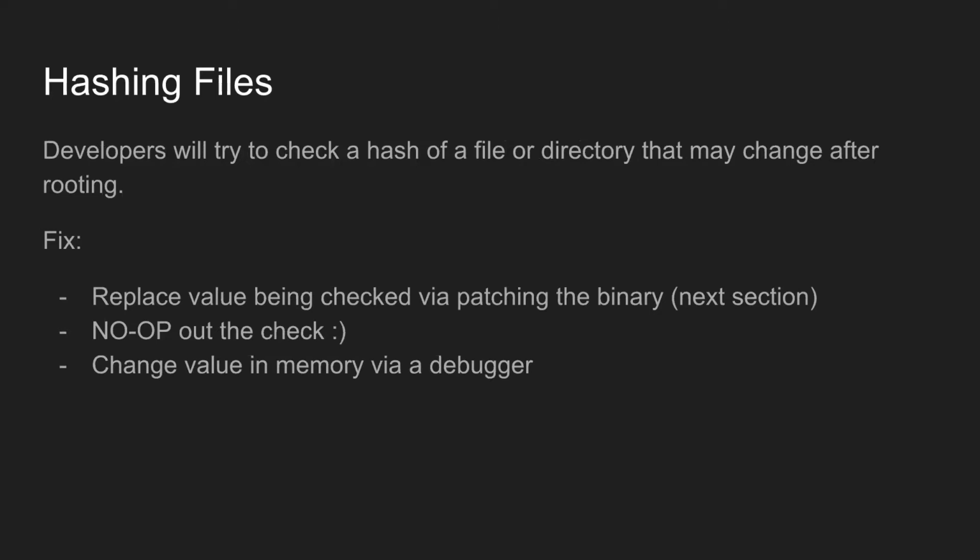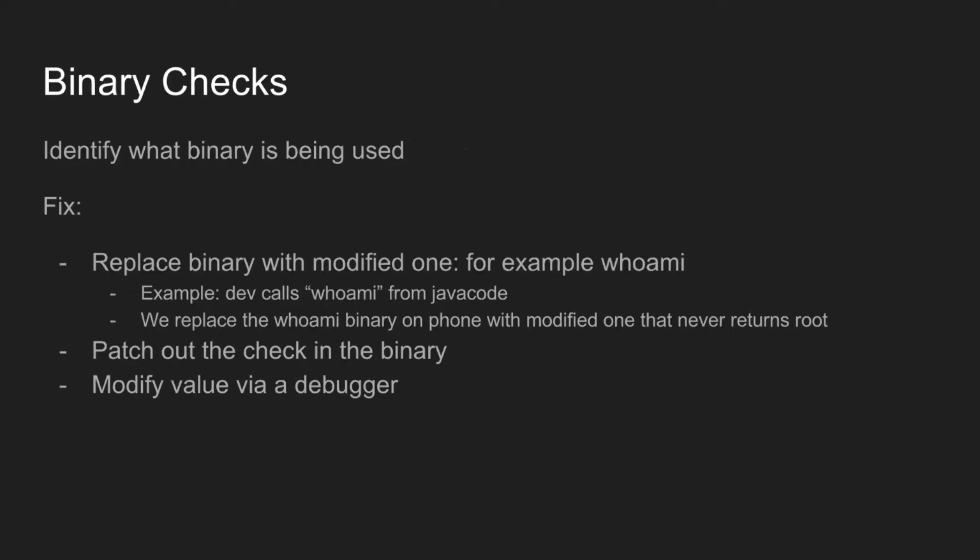Smart devs will actually try to hash the file. So they will go through all the iterations they can find on the internet of su or Superuser.apk, get a hash of those, right, and then check for those. You could get around this a few ways. You could recompile su and change a little bit of it. It's going to have a hash that's not public. That's one. One of the steps we'll get to in the next section is you could actually patch out or no-op these checks. Or we could change the value of a check in the debugger as well.